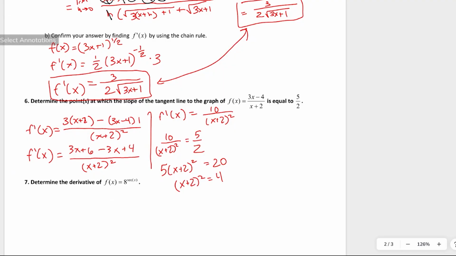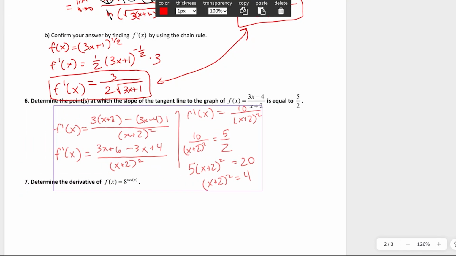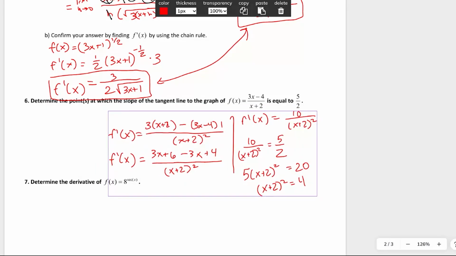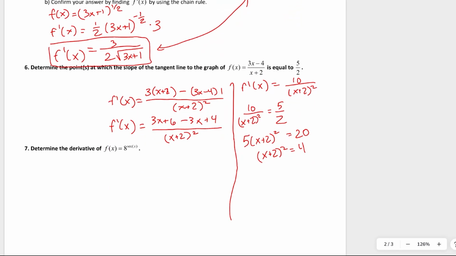And I think actually I'm going to push all this stuff back to the right. I want to work downwards here and don't want to impede too much on my space for number 7. So here I can take the square root of both sides and get x plus 2 equals plus or minus 2. And then subtract 2 from both sides, so I get negative 2 plus or minus 2.